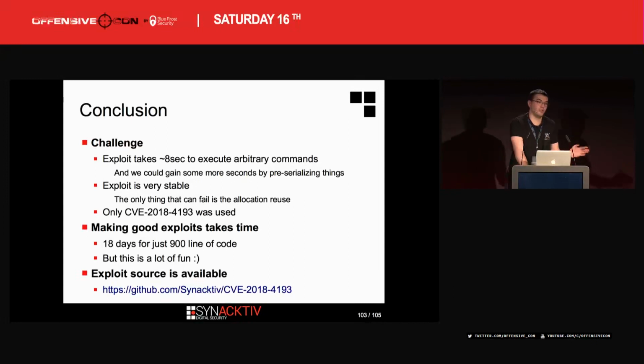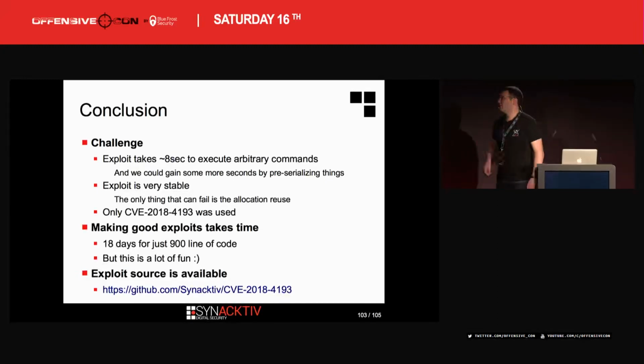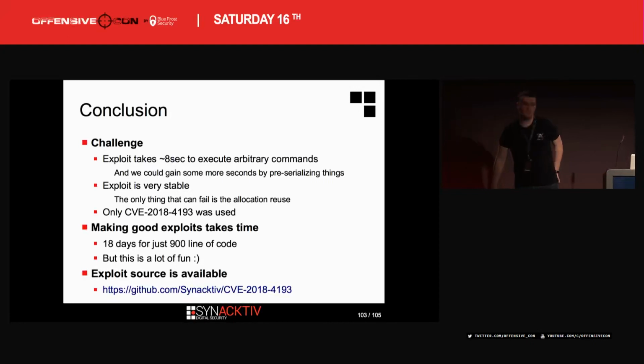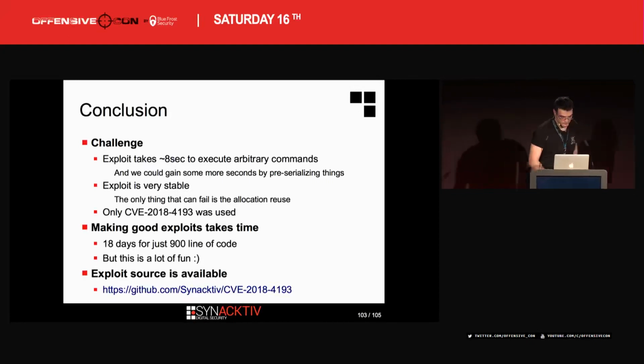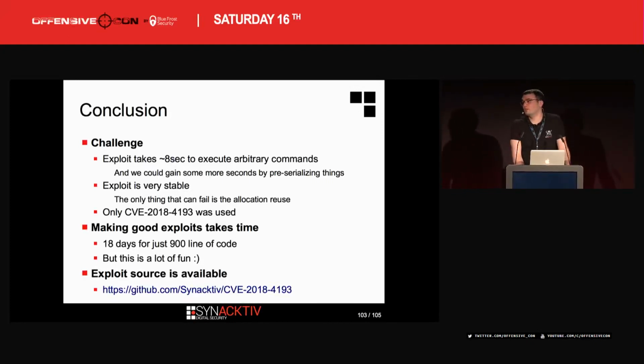Only one CVE was used. But it took quite a long time to get this exploit code working because I had to reverse quite a lot of different things. So it took 18 days to code just like 900 lines of code. But it was a lot of fun. The exploit source code is available. We tweeted it 2 or 3 days ago. So you're welcome to just read it and reuse it and do whatever you want with it.